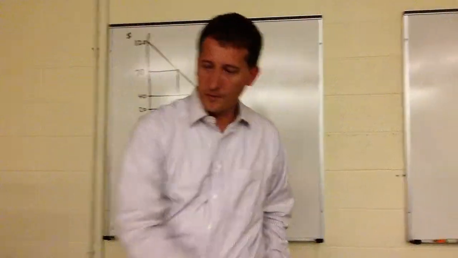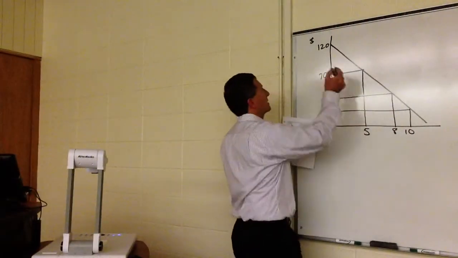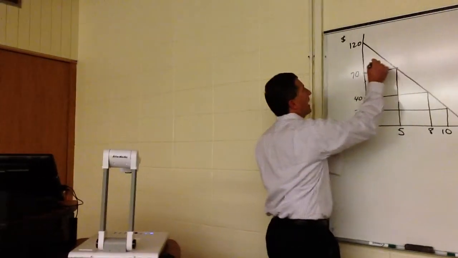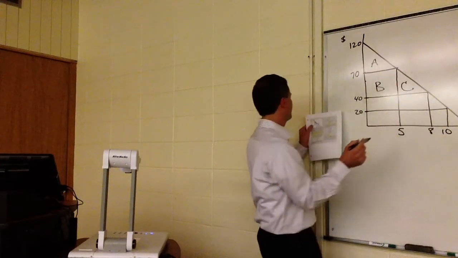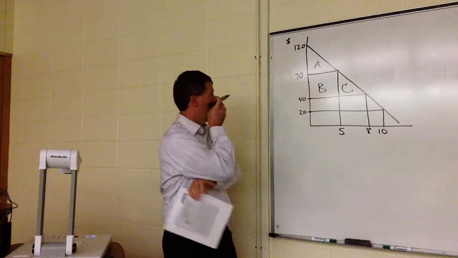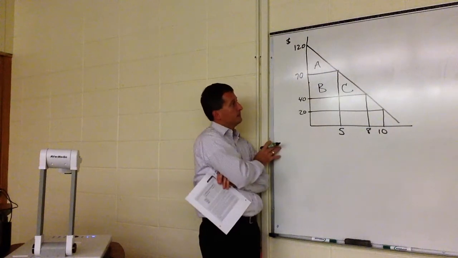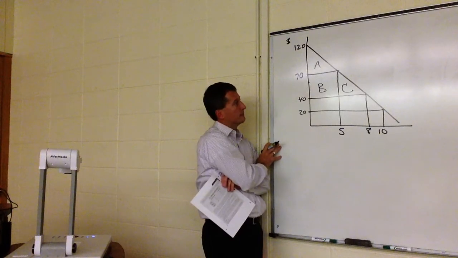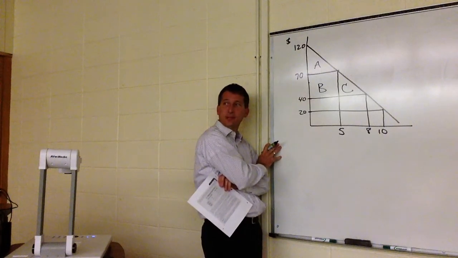Okay, so that is our picture that we left off with last time. Let's call this area A, B, and C. What does area A represent? Consumer surplus, that's correct.